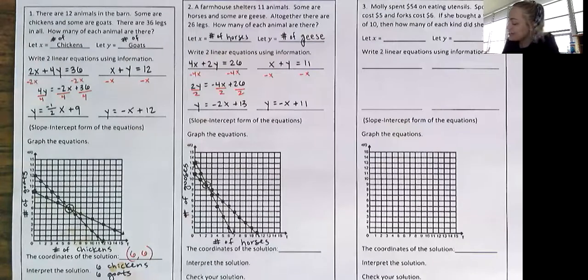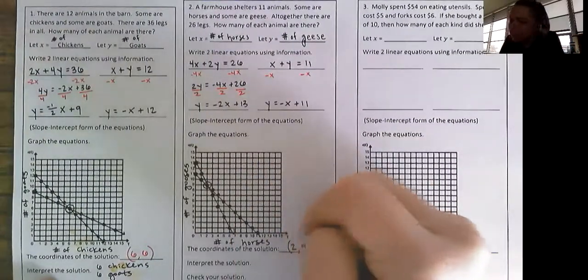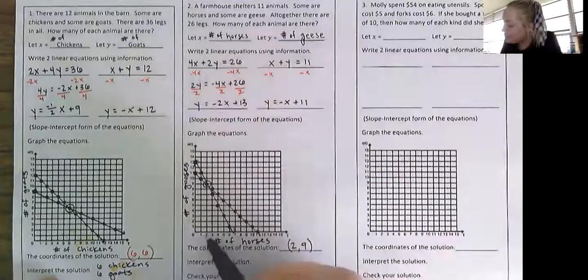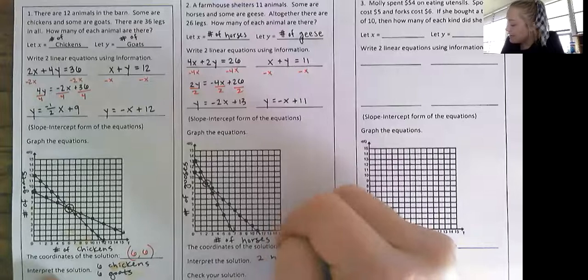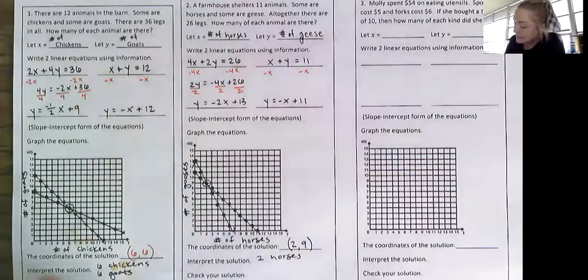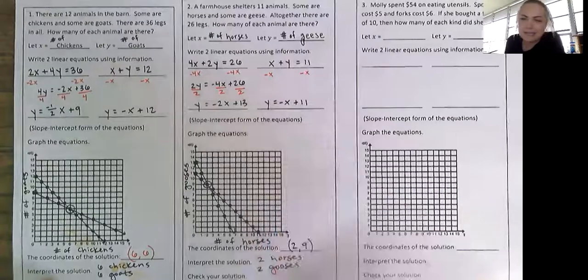All right, where is our solution? To the right 2, up 9. So 2 comma 9. What does that mean? Well, I went 2 to the right on the horse's side, so there were 2 horses. And then I went 9 up on the goose's side, so there were 2 gooses. I'm sticking with it now.